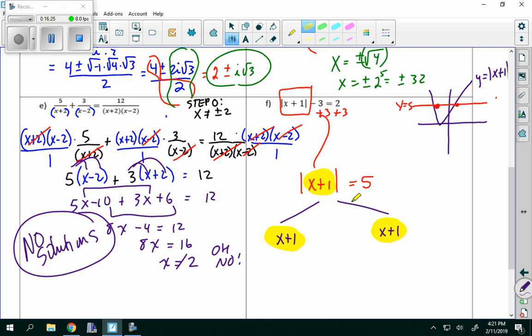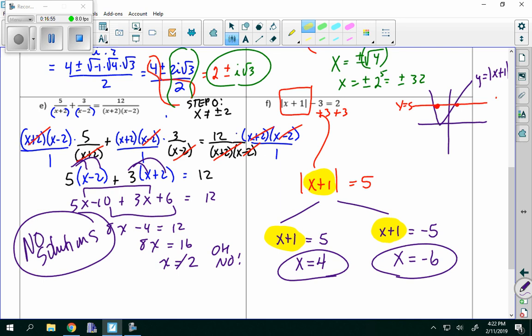And I know if when I come out of this absolute value, I'm 5, that means x plus 1 could have been the number 5, or x plus 1 could have been the number -5, because the absolute value of 5 is 5, the absolute value of -5 is 5. So if I subtract 1 from both sides, I get x equals 4. And if I subtract 1 from both sides, I get x equals -6. And those are your two solutions for F.